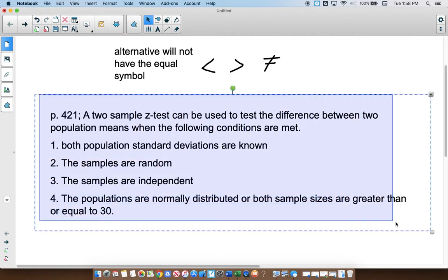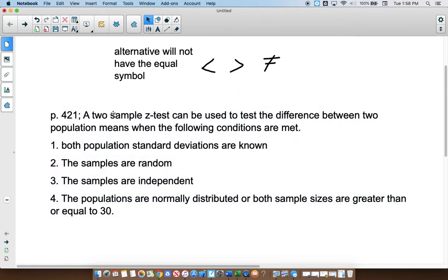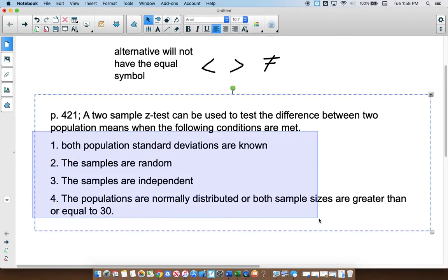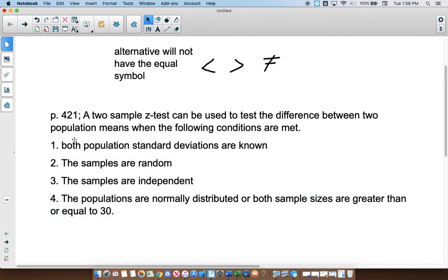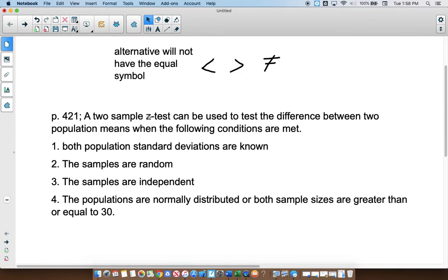You can use a two-sample z-test to compare the differences between two population means when the following conditions are met. Many of these conditions are going to look familiar. Both population standard deviations are known. Whenever we do a z-test, we need to know the population standard deviation. So that doesn't change from the previous chapter. The samples are random. The samples are independent.